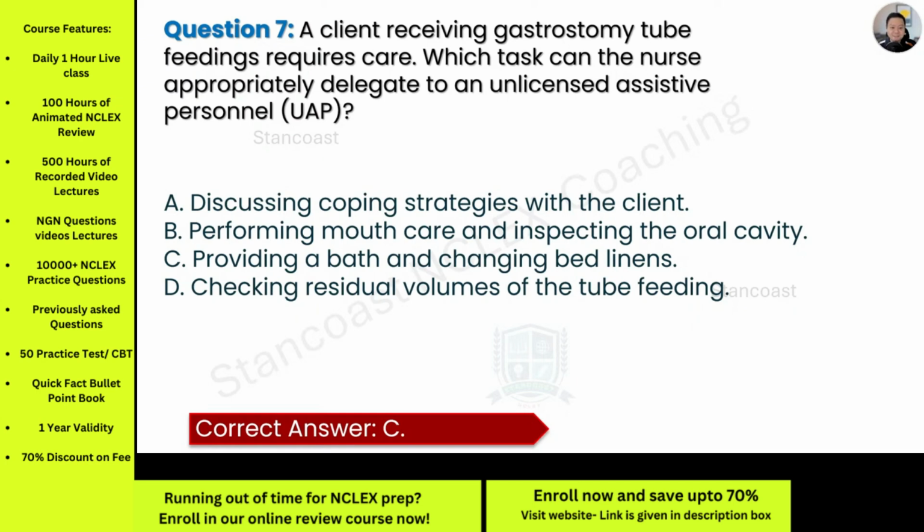For letter D, the tube feeding checks. This can also involve nursing assessment and decision making. And so this is the scope of the RN.